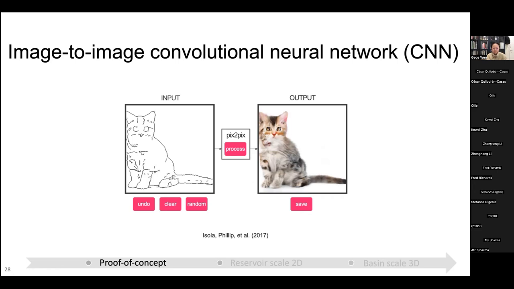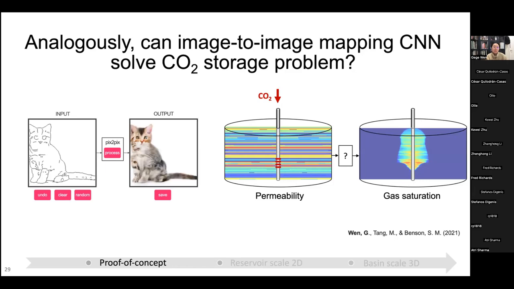But at the time, what really struck me is that there is a really high dimensional mapping between the input and output, and we cannot write it in a mathematical form. But this model can represent this really high dimensional mapping. And once it's trained, it can provide us with this capability. And it really struck me. And I immediately thought, can we take this capability and apply it to our CO2 storage problem?